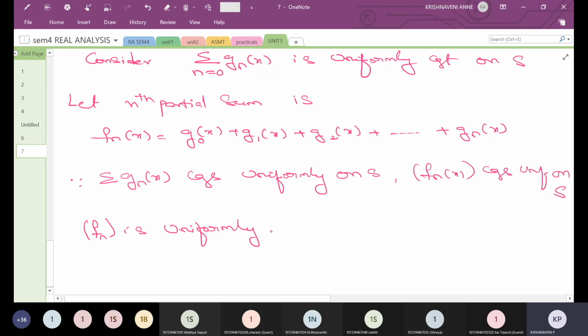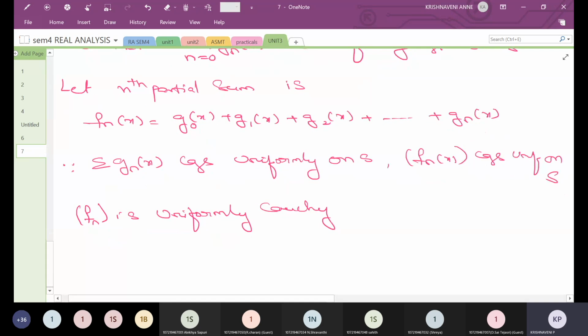See theorem number 3. Please see the theorem number 3 statement, everyone. What is the theorem number 3 statement? The sequence Fn is uniformly convergent if and only if the sequence Fn is uniformly Cauchy. Now what did we take here? The sequence Fn of x is uniformly convergent. That means can I say that it is a uniformly Cauchy sequence? Yes.